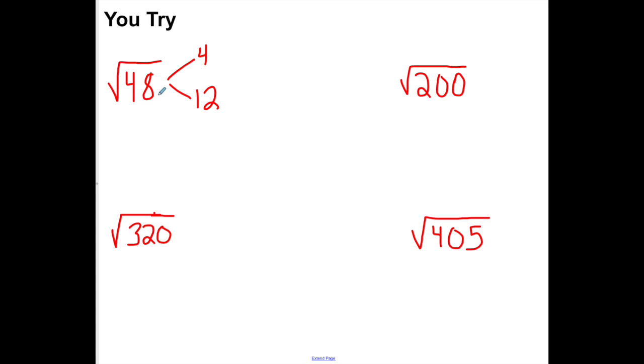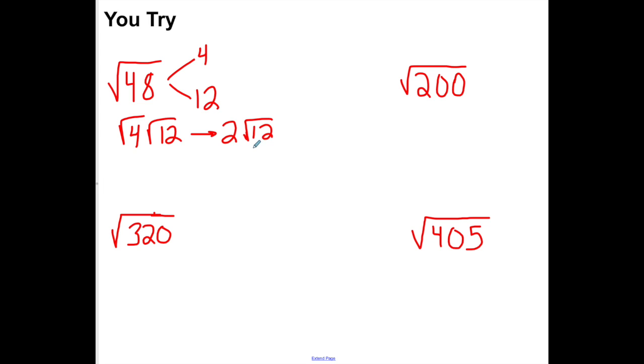Because 4 times 12 is equal to 48, we're going to break down 48 as the square root of 4 times the square root of 12. The square root of 4 is 2, and then we're going to leave the 12 as is. Now we've got to ask ourselves, can I break down 12 any further? Is 12 also breakable? And we know that it is, because we've seen that from a previous page.